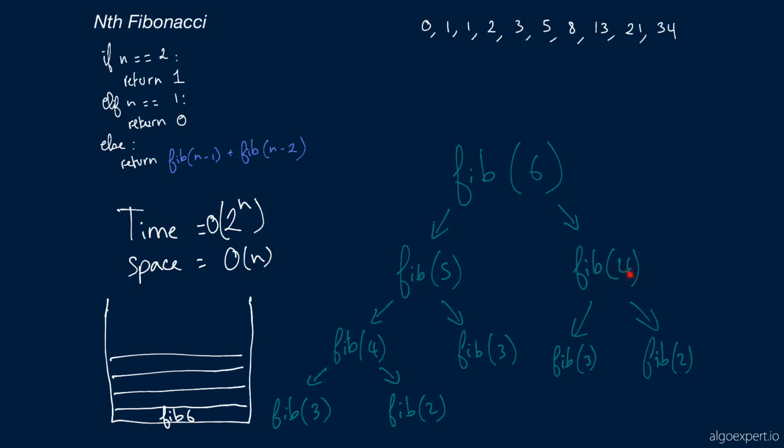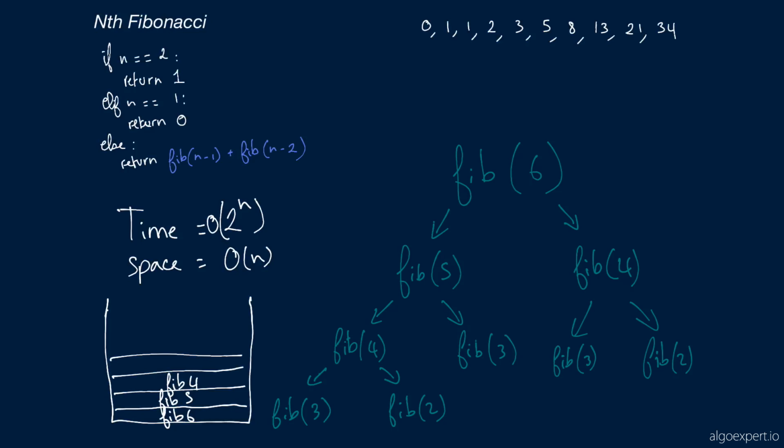Before it even calls fib of 4, it calls fib of 5, right? There's an order to this, and it starts with fib of 5. So then fib of 5 goes on the call stack here. And then fib of 5 calls fib of 4 and fib of 3. But at the beginning, it calls fib of 4. So fib of 4 goes on the call stack.